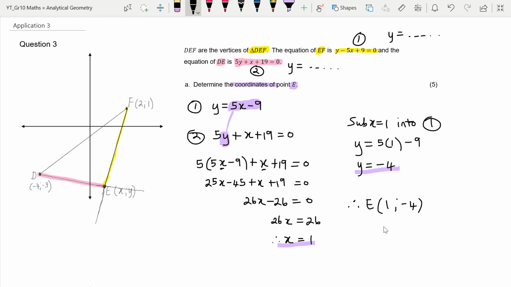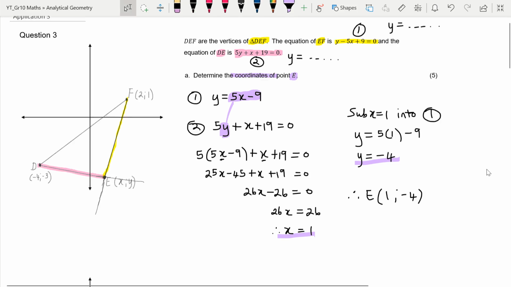Perfect. Again, refer back to functions and simultaneous equations if you feel like, what on earth did we just do? That's 5 nice marks, I think. All right, let's see what's next.